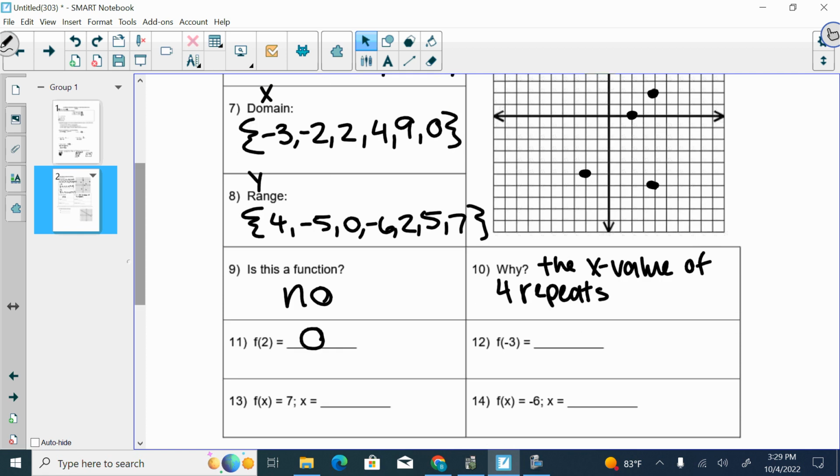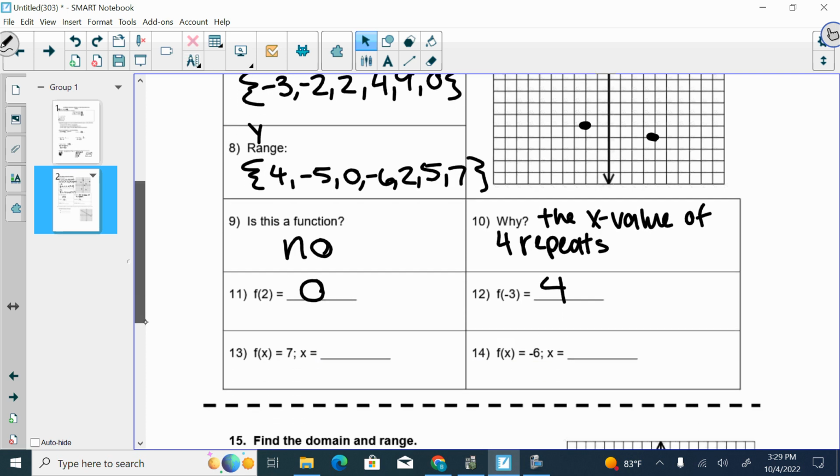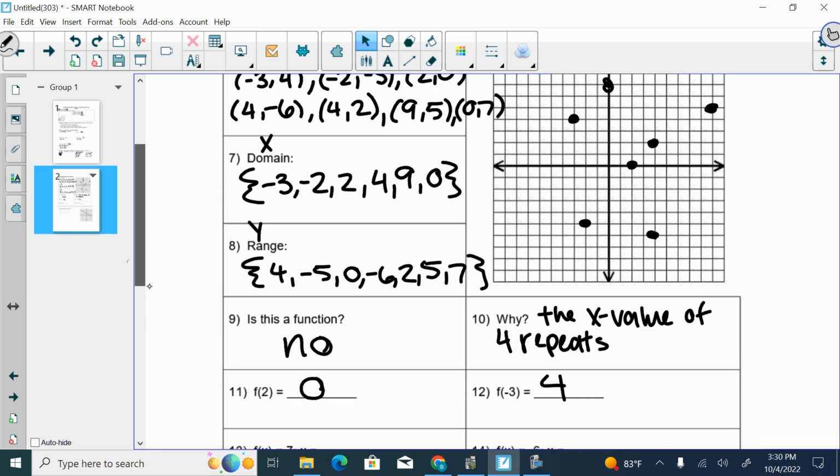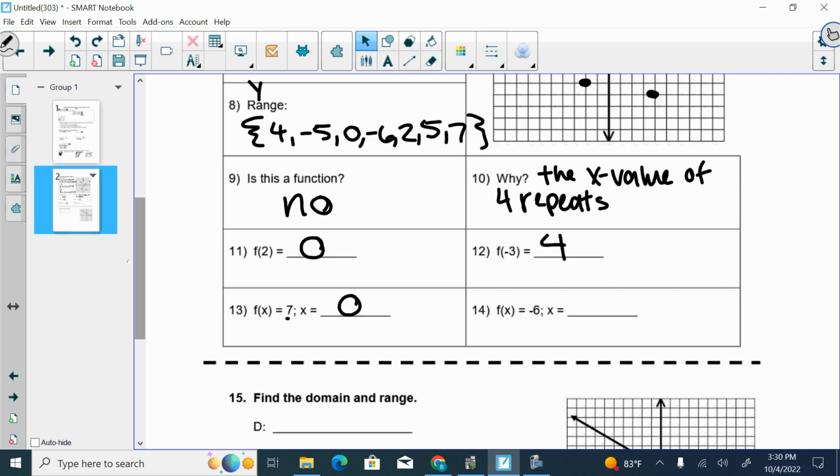Okay? All right, then they ask for f of negative 3. So what would be my answer for f of negative 3? Good. All right, this one says, if f of x equals 7, then what was x? So this time they ask it the other way around, right? They told us that y is 7. They're asking, what does that mean x was? Right, 0, 7 would be the coordinate point. So when y was 7, x was 0. Good.